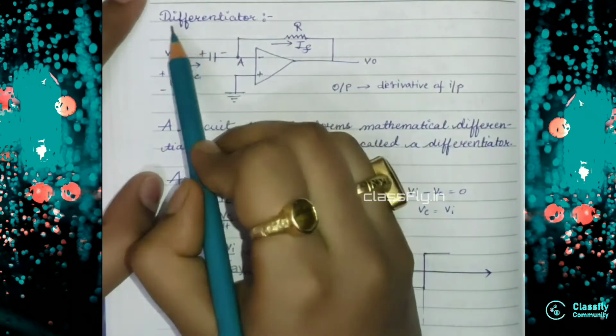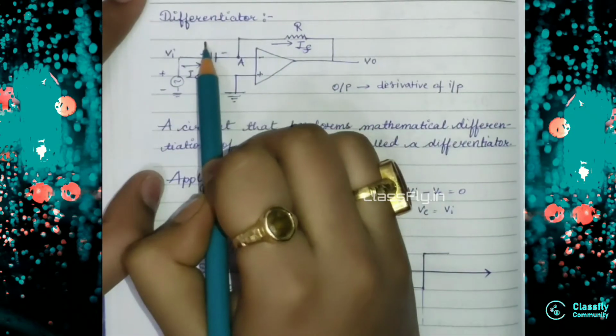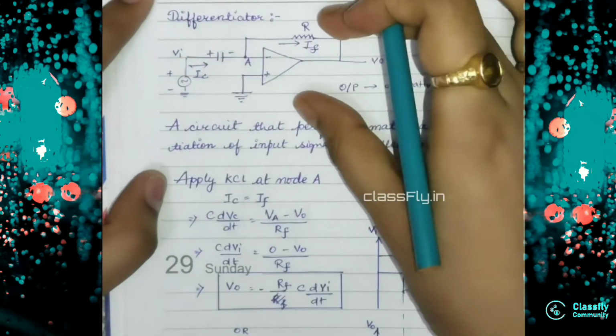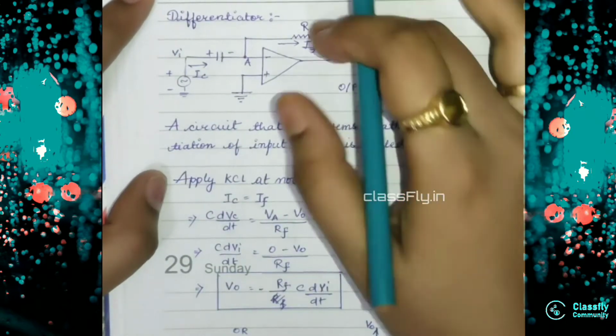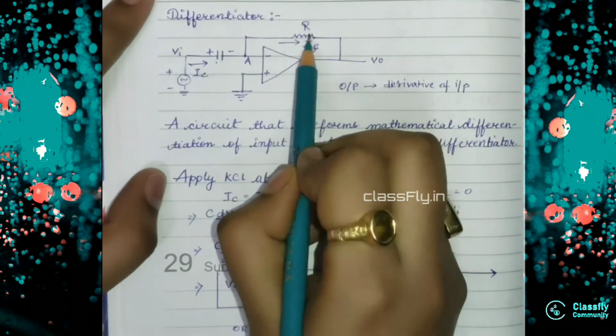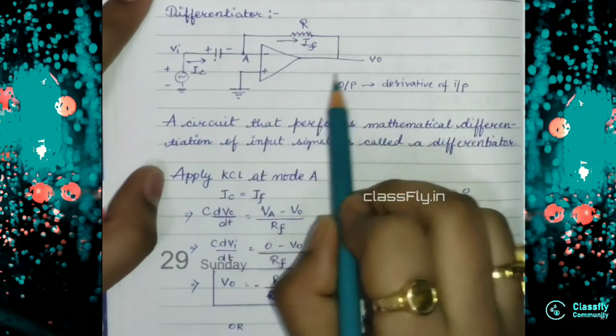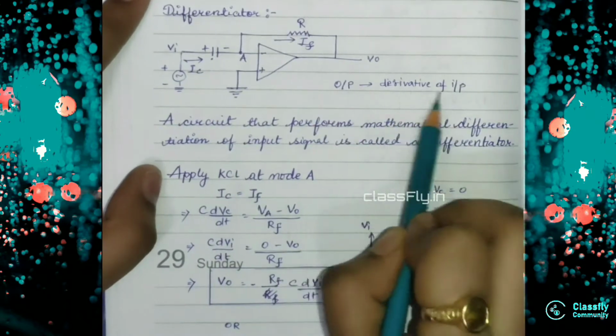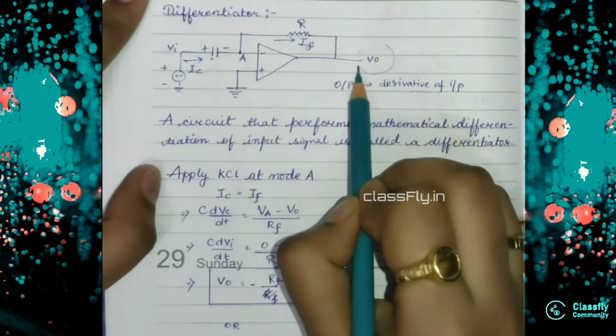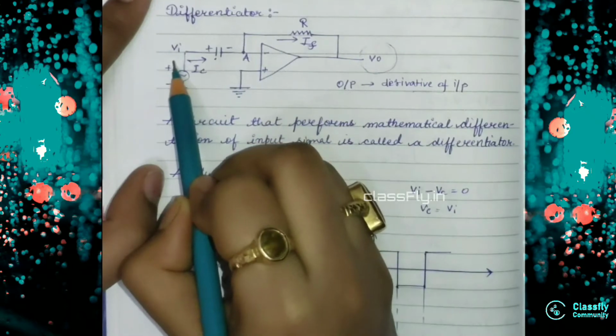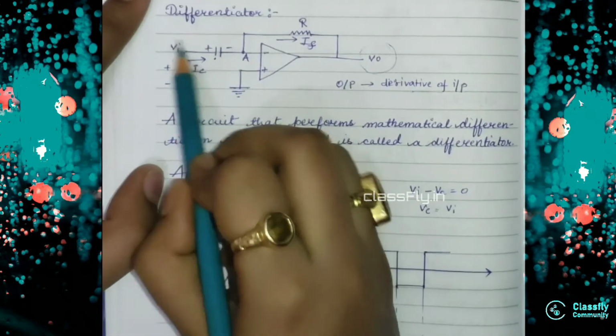Today we will deal with the application of the op-amp, that is the differentiator. This is the circuit for a differentiator. Here we will change the position of the resistance and the capacitor so that we can get this part, that is, the output is the derivative of the input, or differentiation of the input.